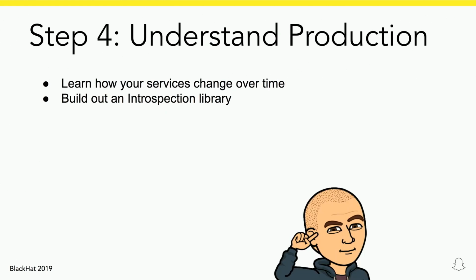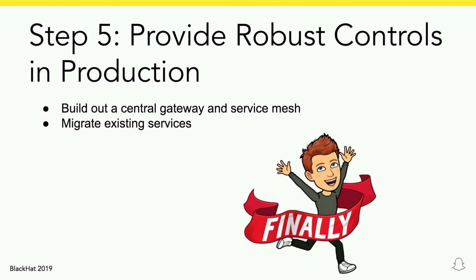Then you can start by understanding what's in production. This introspection library, or something that can see what artifacts are being used, especially versions of artifacts or third-party artifacts, allows you to see what's changing over time. If a security vulnerability is reported, you're able to target the applications in production that need to be updated. And then lastly, you can create an API gateway, a service mesh. This really allows you to provide those controls in production. Instead of seeing what's going on, now you can actually control what's going on.